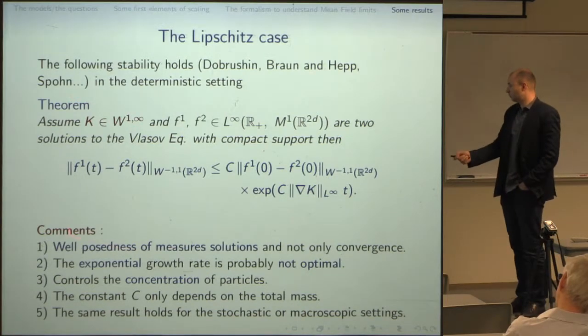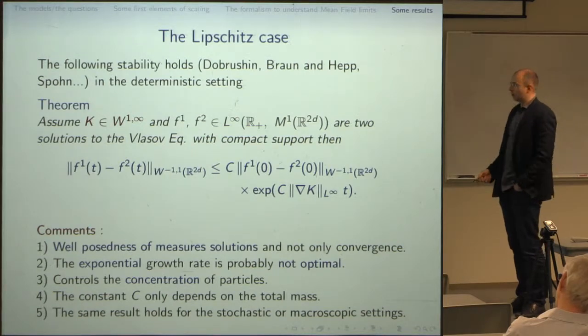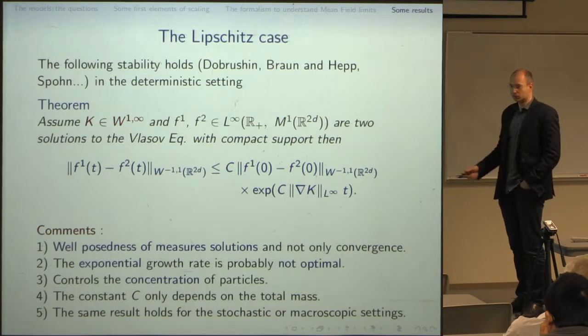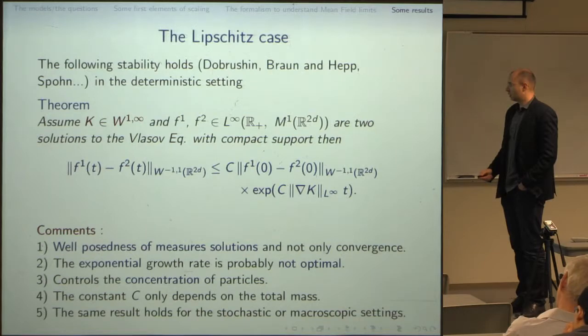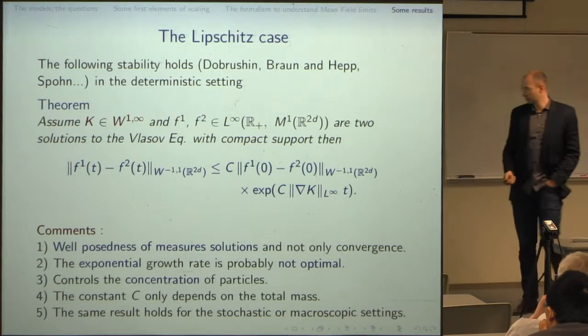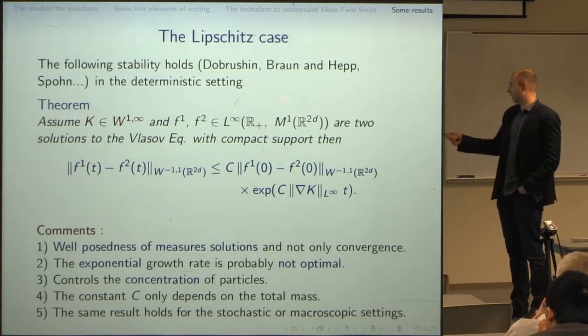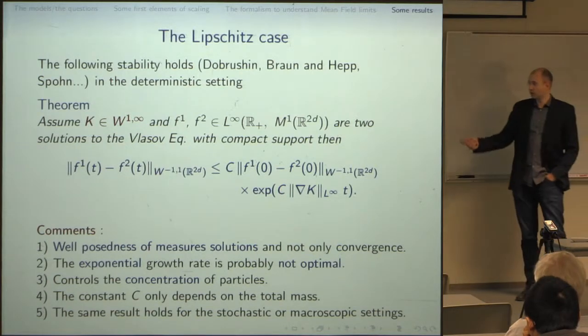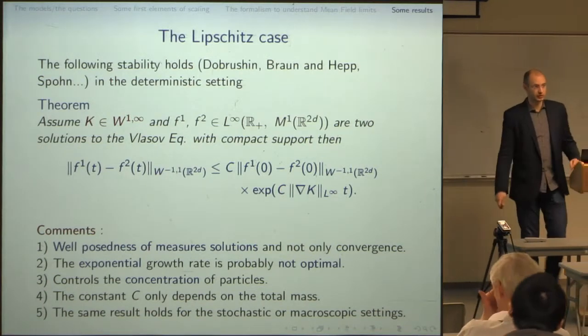So this gives you much more than just convergence. It's still probably not optimal, especially this exponential growth rate in many settings is rather doubtful. But it controls all statistical properties of the cloud of particles, and the constant C here is explicit. Essentially, it's the total mass. So that's very, very simple. I write this in the phase space case, and then non-random. It's the same with stochasticity and things like that.